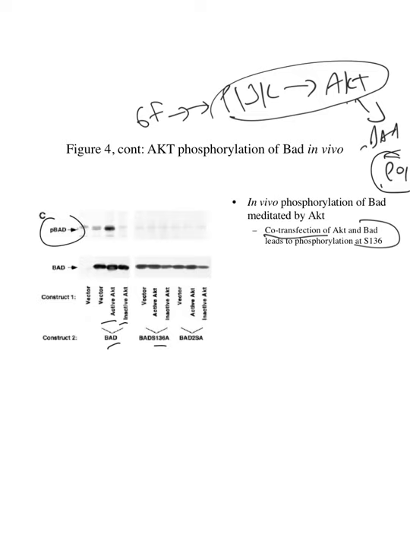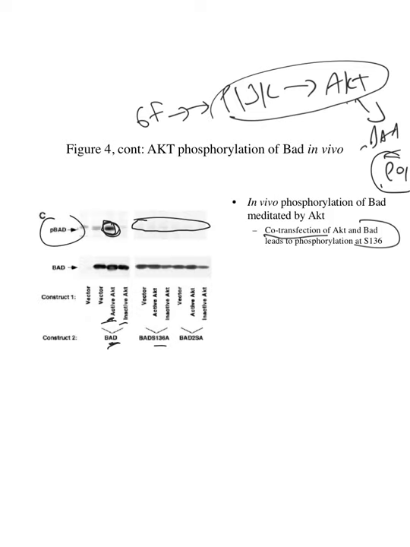And when we co-transfect bad along with active AKT, we get a nice thick band that we see there on the gel that indicates phosphorylation has occurred. Don't worry about these other faint bands that we're seeing here. These are background bands. We don't have to consider those. What we're looking at is the real intense expression that we see right there.